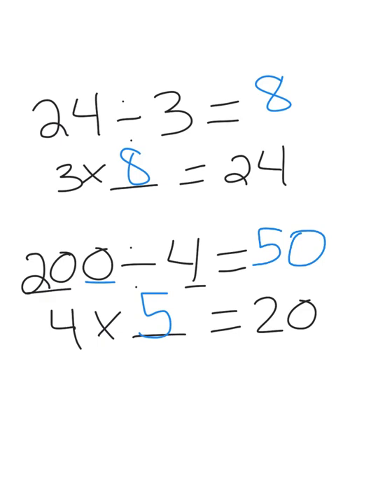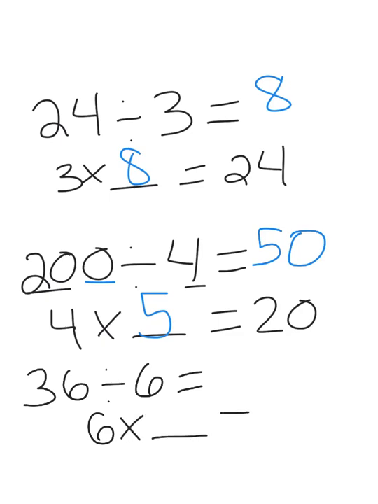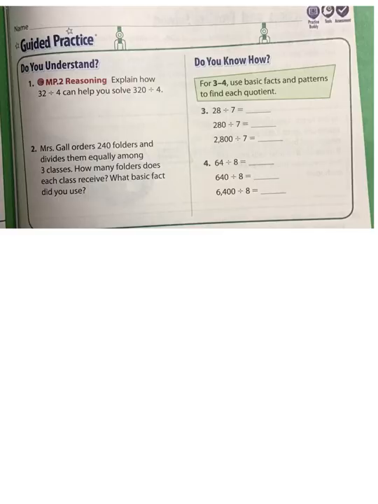Let's do one more. If I have 36 divided by 6, I want to find out what that answer is. So if you're having a difficult time with dividing, just flip it. Think to yourself, 6 times what number equals 36? If your answer was 6, you are correct. 36 divided by 6 equals 6. Dividing is easy if you think of it in terms of multiplication. Let's do the guided practice together.